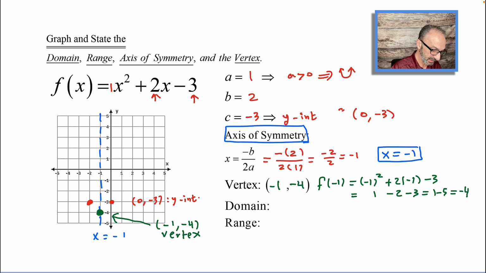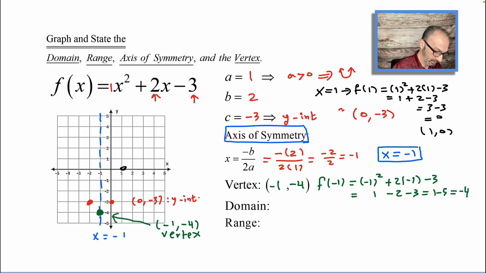So I'm going to take this point right here. I'm going to take x equals 1. Let's go to the right side and plug in 1. When x equals 1, f of 1 equals 1 to the second plus 2 times 1 minus 3. That's 1 plus 2 minus 3. That's 3 minus 3, which is 0. So we do have 1 comma 0.